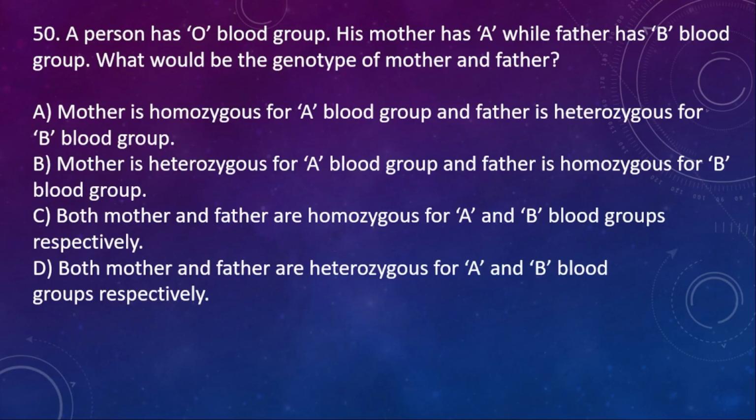That is the 50th question. A person has O blood group. His mother has A while father has B blood group. What would be the genotype of mother and then father? Option A, mother is homozygous.